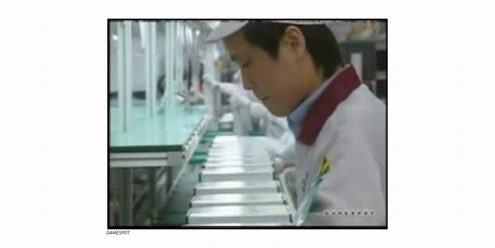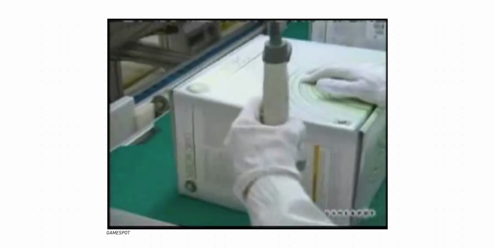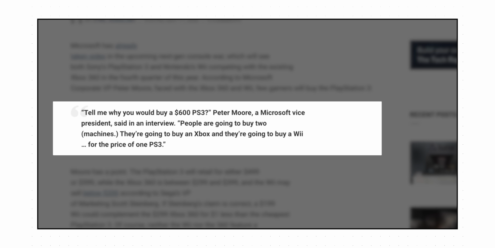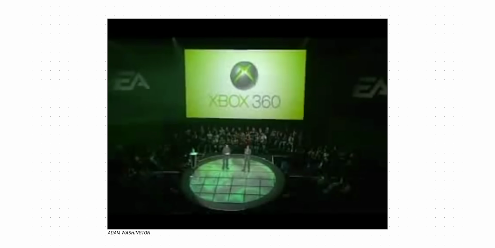One of the most infamous quotes that made the rounds after the keynote was from a Microsoft exec, straight up making fun of Sony and saying customers could buy both an Xbox 360 and a Wii for the same price as a PS3. Multiple Microsoft execs later recounted that Sony's loss would be their gain.